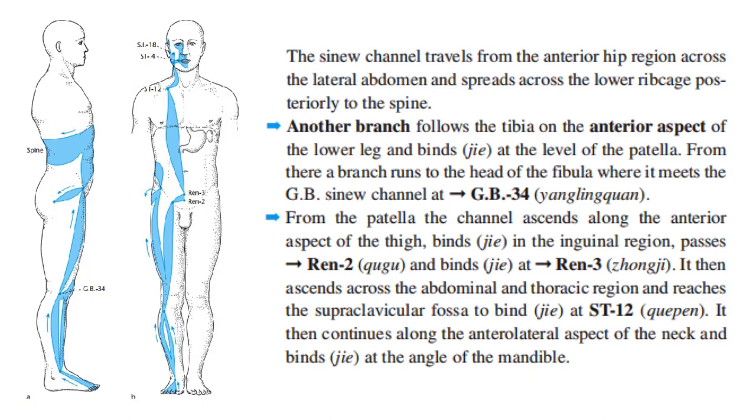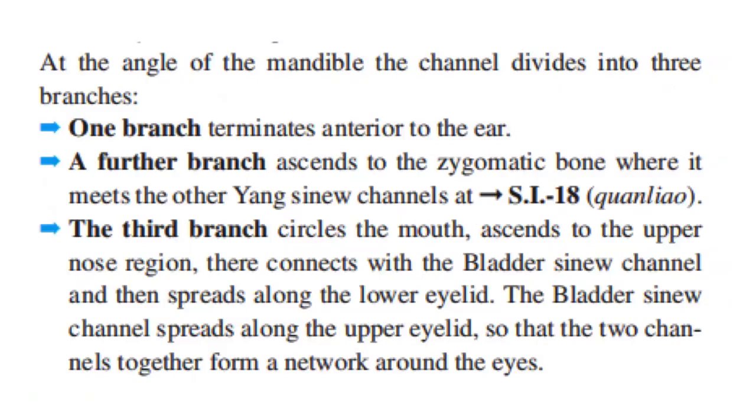and binds at REN3. It then ascends across the abdominal and thoracic region and reaches the supraclavicular fossa to bind at stomach 12. It then continues along the anterolateral aspect of the neck and binds at the angle of the mandible. At the angle of the mandible, the channel divides into three branches.